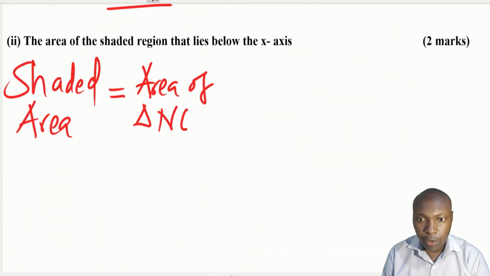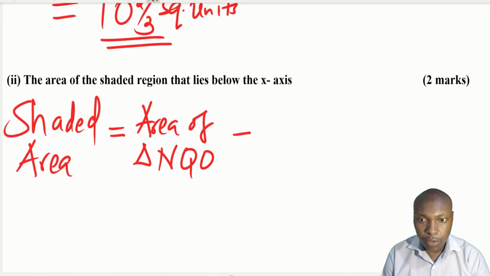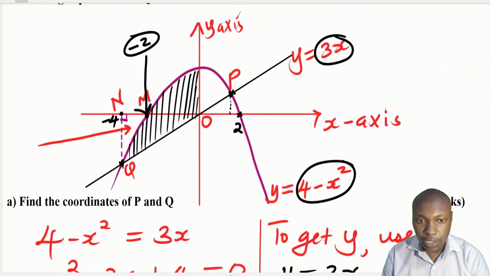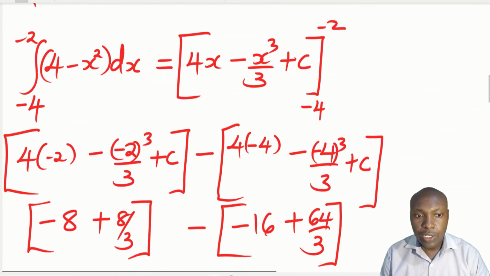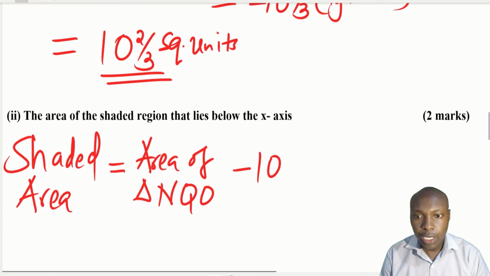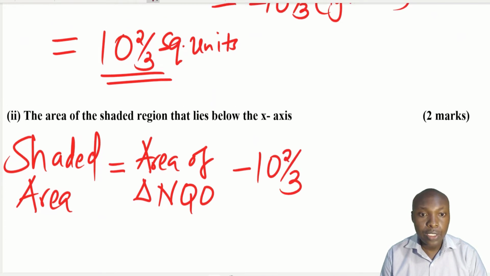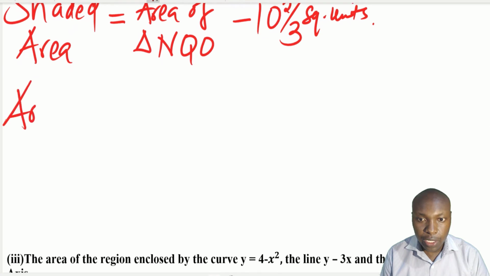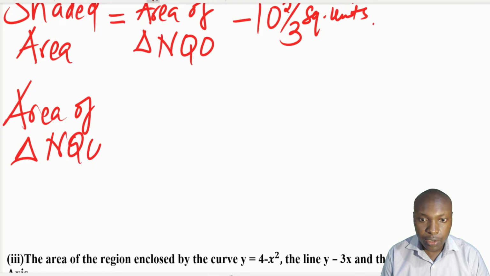So the area of triangle NQO, subtract the area that we've just calculated in the previous part of the question, which is 10 and 2/3 square units. So we've just calculated that area, so we don't need to repeat. Now the main area of focus is the area of that triangle NQO. That is what we need to get.